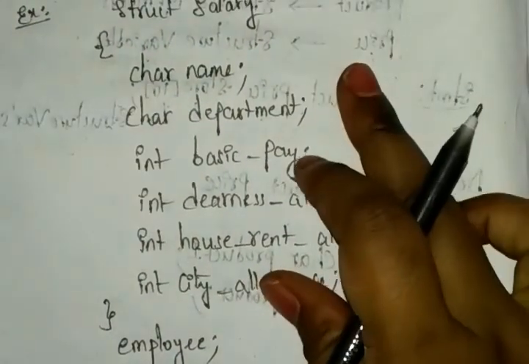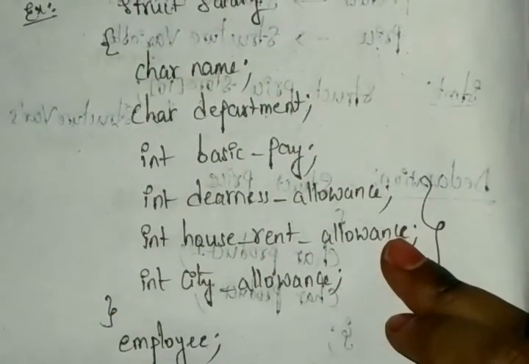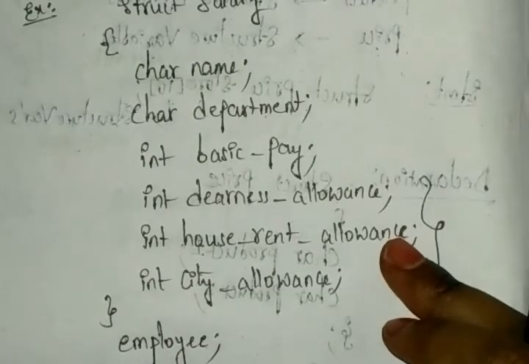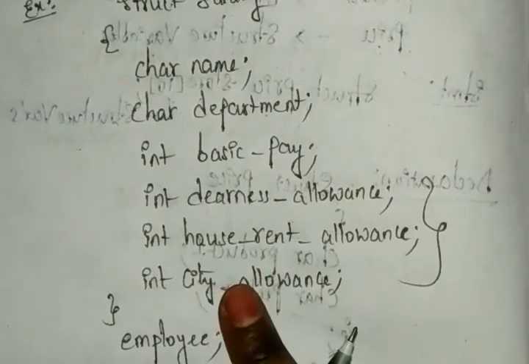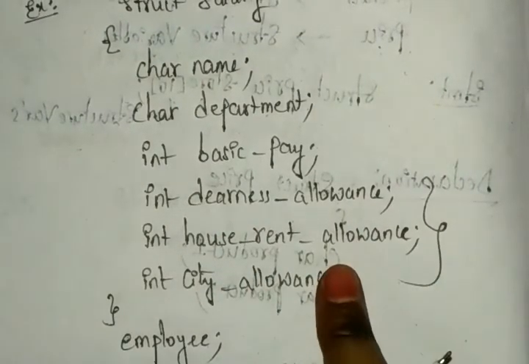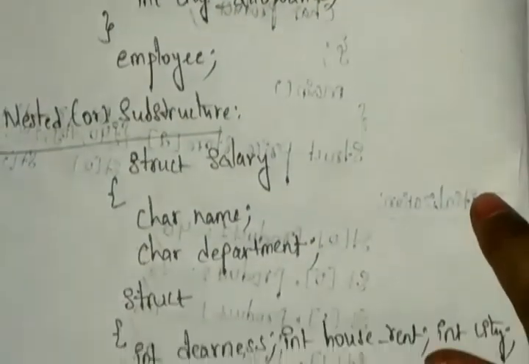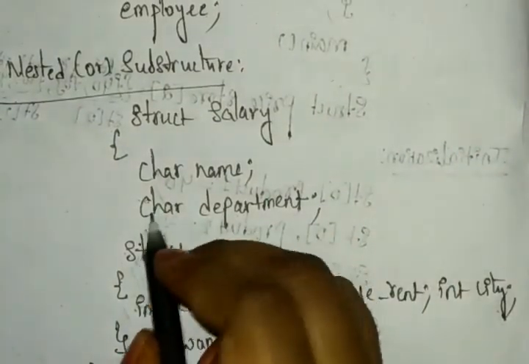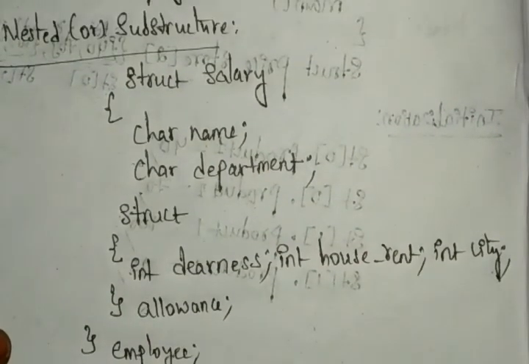Just observe how we wrote the first example. We are giving the allowances for that person, and we have three kinds of allowances: journeys, house rent, and city. We can combine all of these and define another structure. For that case we defined another structure. If you need, you can write int basic pay also; there is no problem. Like this we can perform nested structures, or structures within the structures.